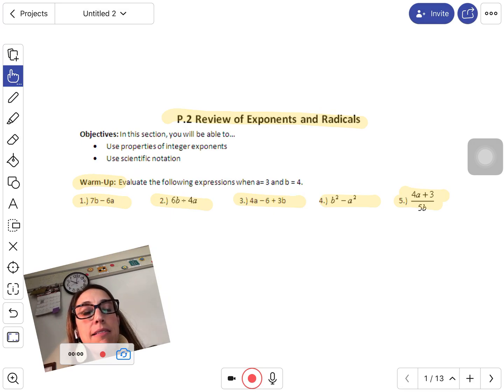The first thing you're going to do for your warm-up today, if you're a person using notebook paper, is copy down the things that I have highlighted there for you. And then take a few minutes to evaluate the expression when A is 3 and B is 4. Go ahead and hit pause, and you're going to see your answer in just a few moments.